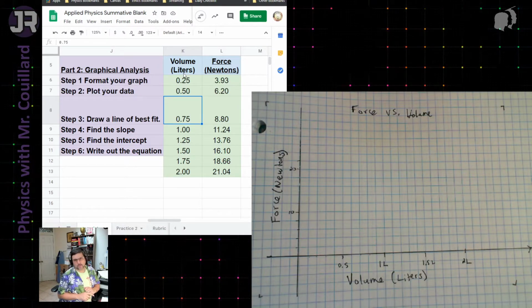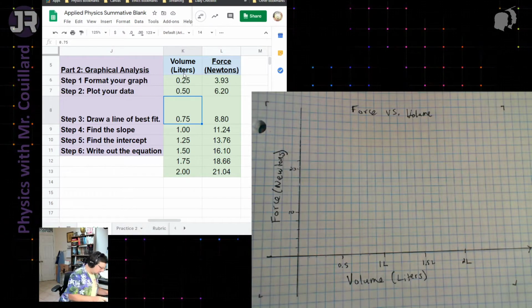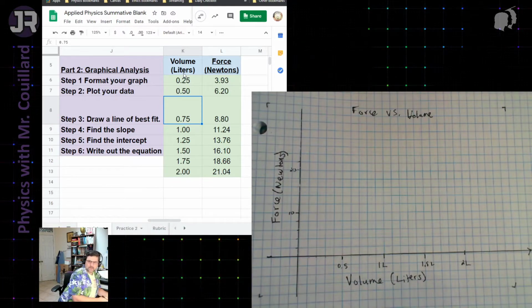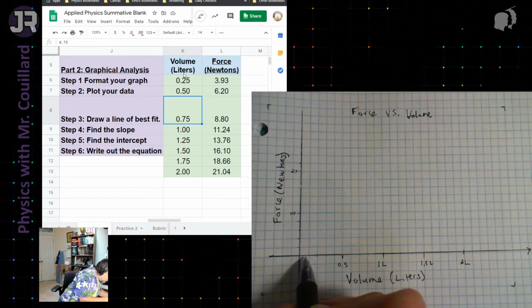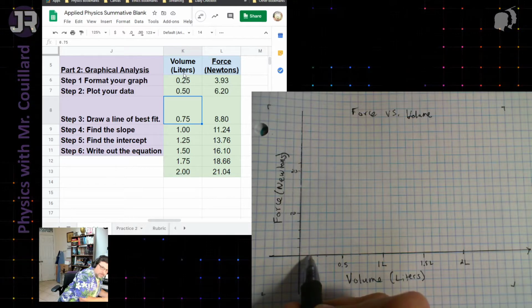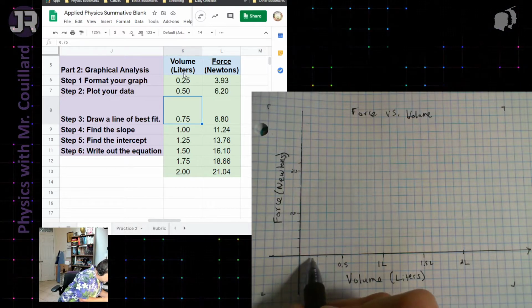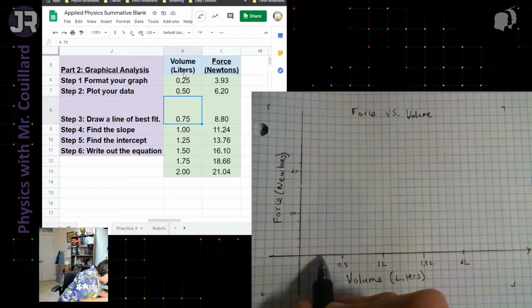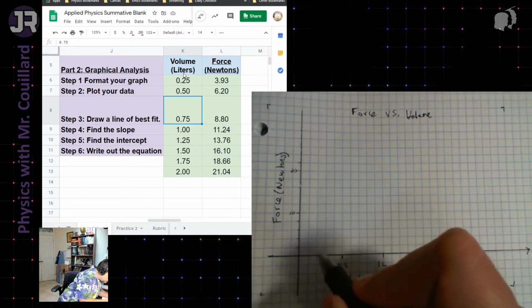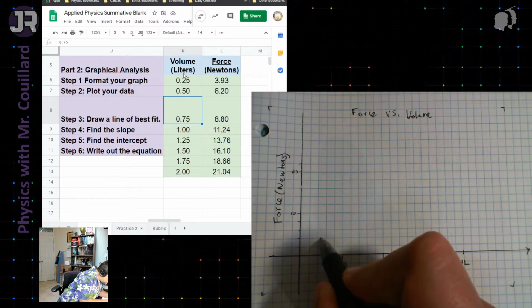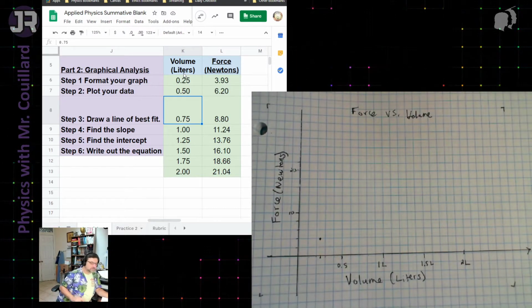All right, so now we want to go ahead and plot our data, and this is going to be really exciting. Okay, so these are going up by 10. So if I go to 0.25 liters, which is going to be 1, 2, 3, 4, 5, so it's right here. So 0.25 liters, and then almost 4 newtons. So 3.4, just about. So we'll put it right about there. So that's our first data point.